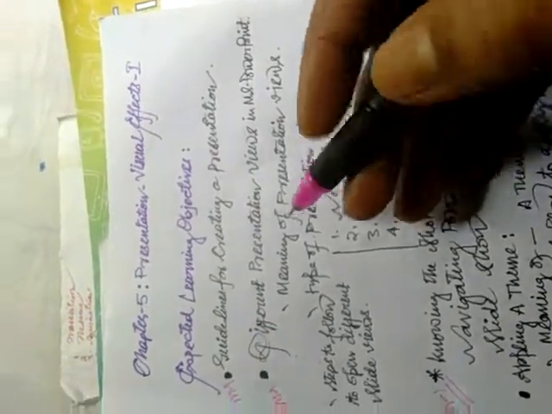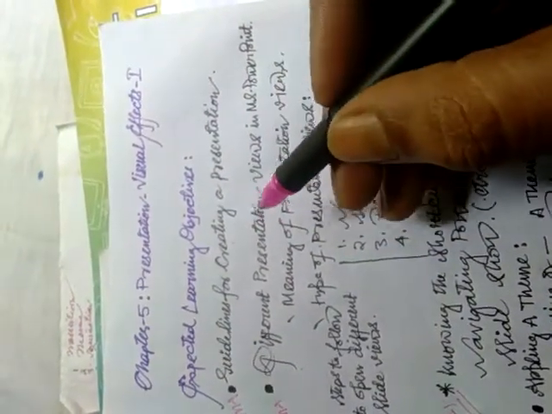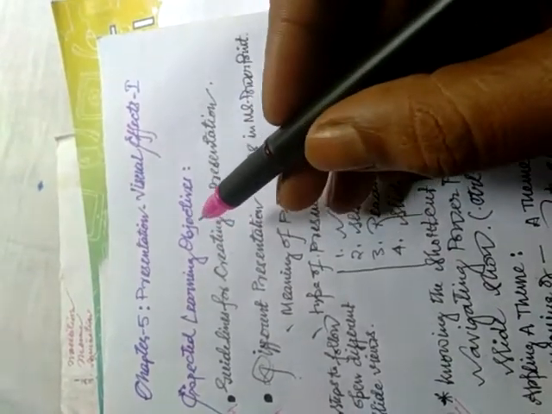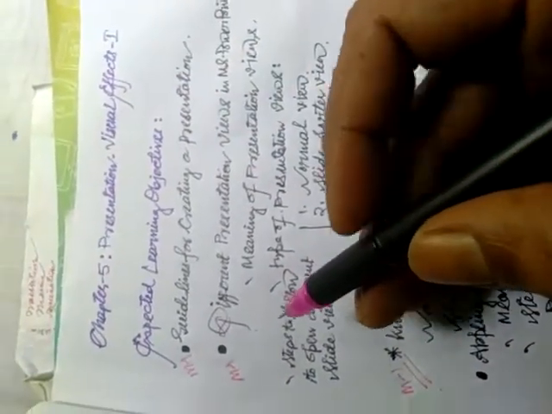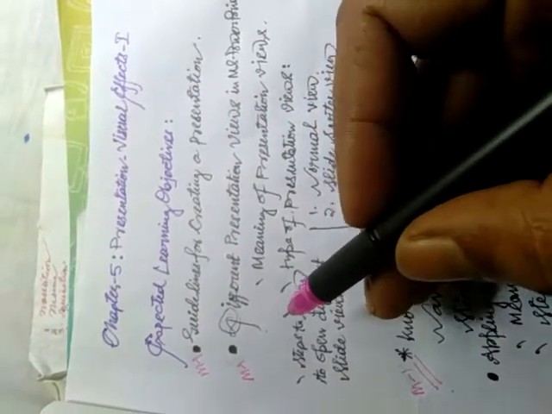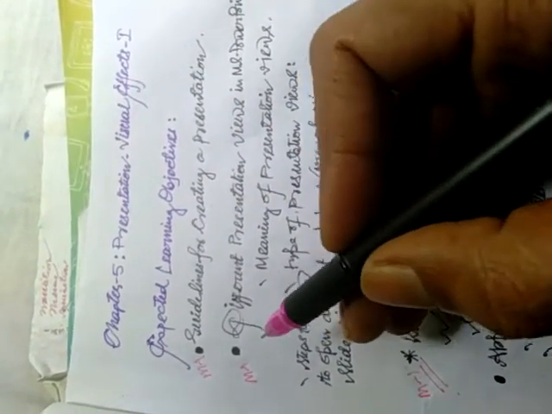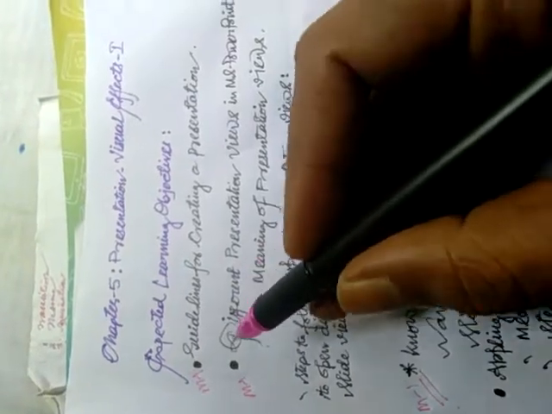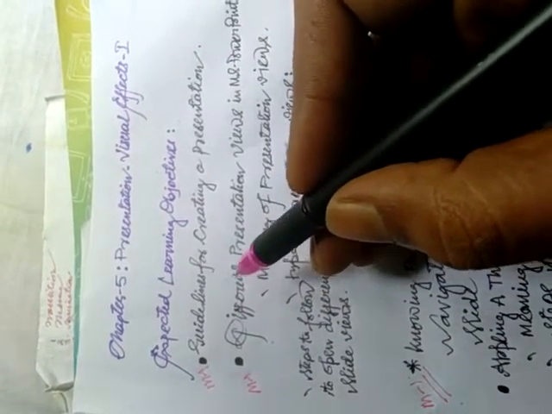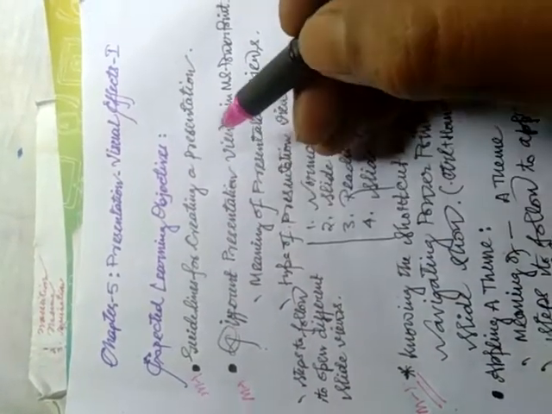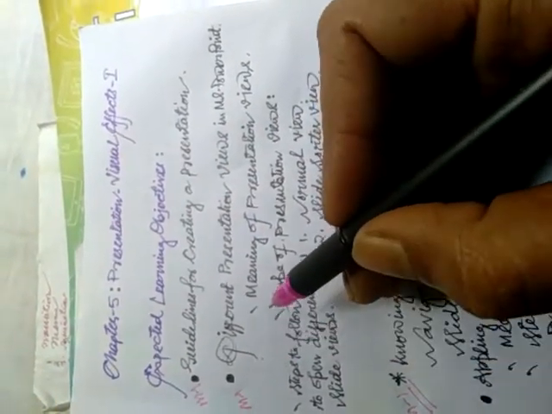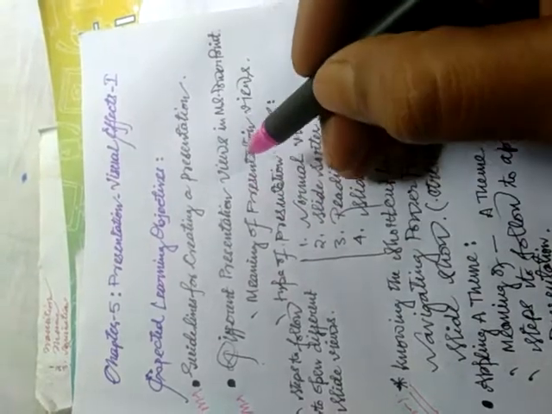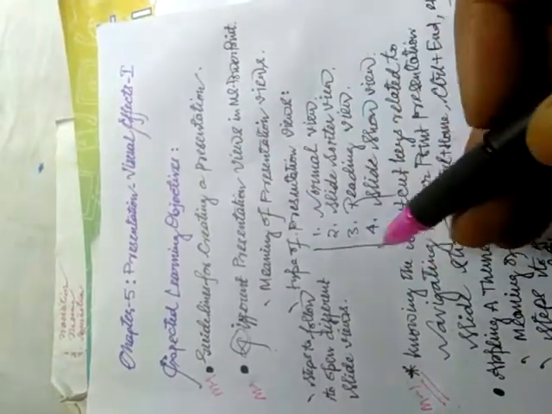Today we are going to discuss chapter number 5 of your computer book, Presentation Visual Effect 1. In this video session, the topics of module 1 are: the first topic is we have to know the guidelines for creating a presentation, and the second topic of module 1 is different presentation views in MS PowerPoint.